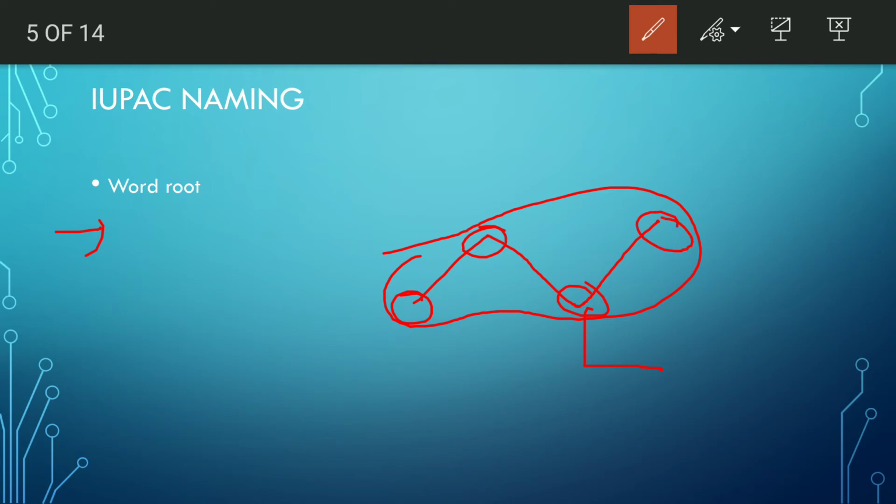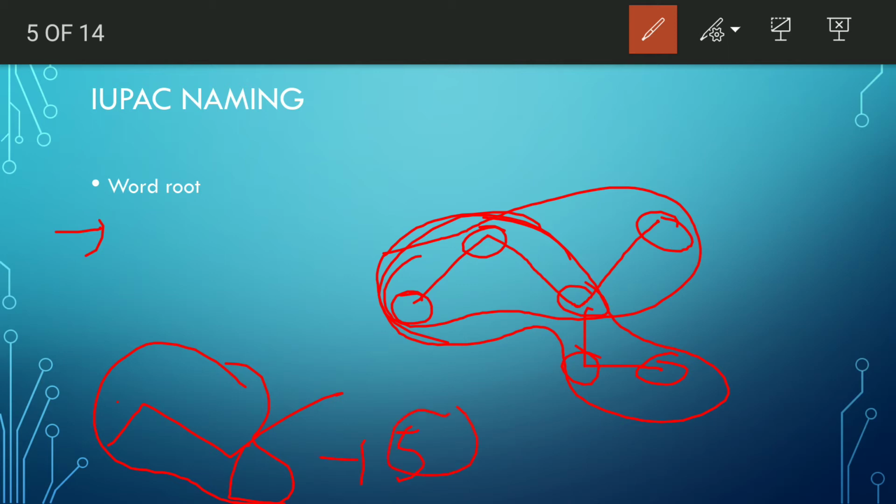Is this a parent chain? No. Then this. Here also I have, here I have 5 carbons. So this would be a parent chain. So this is a parent chain, and now the number of carbons in the parent chain are 5.